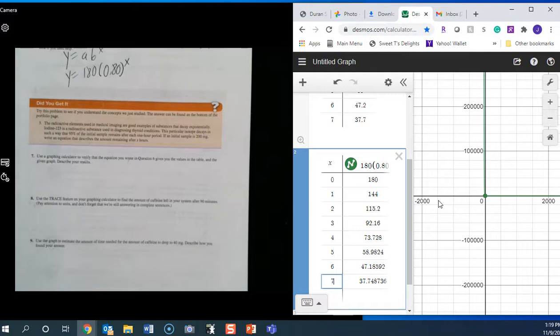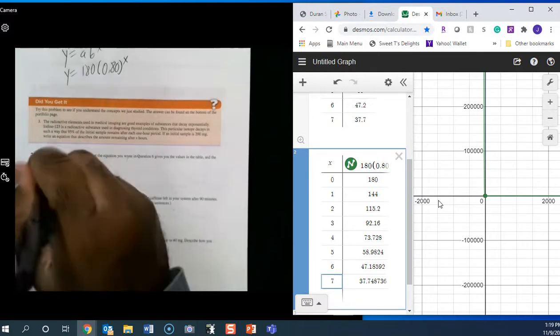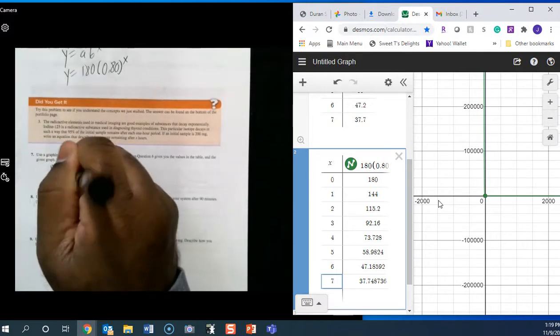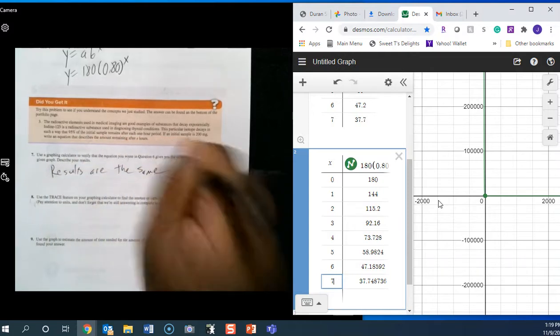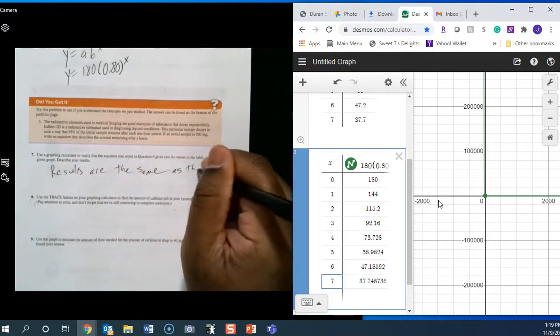So it does work. And then it says describe your results. Results are the same as the table.